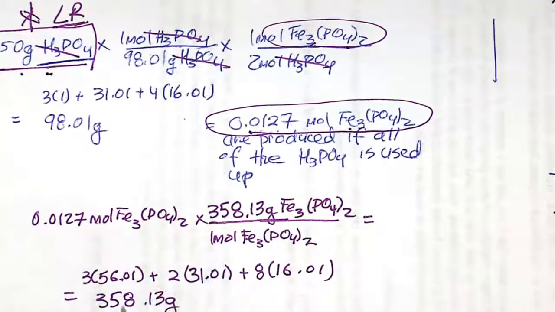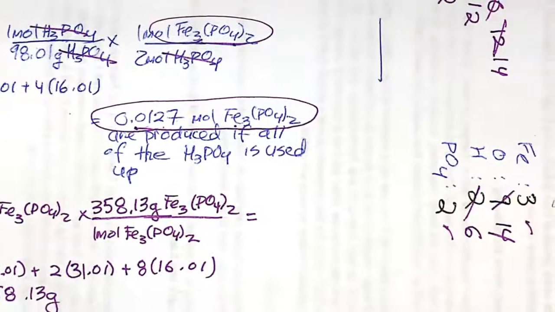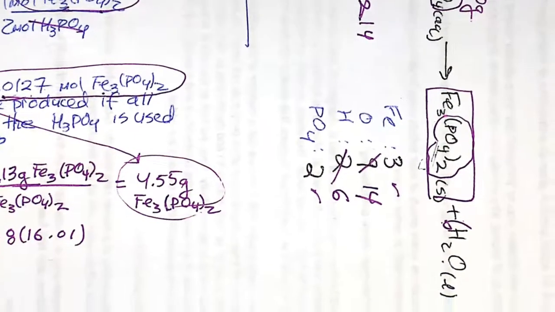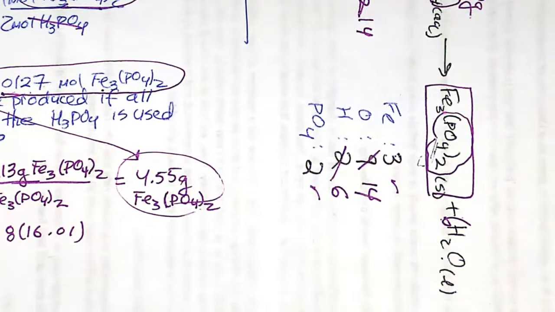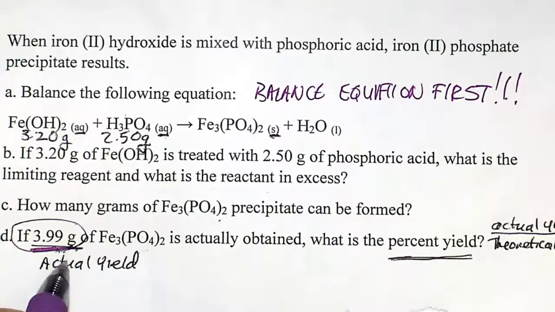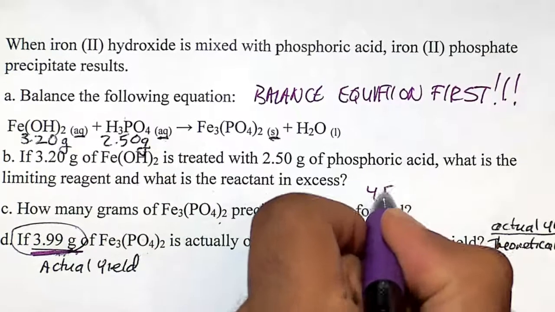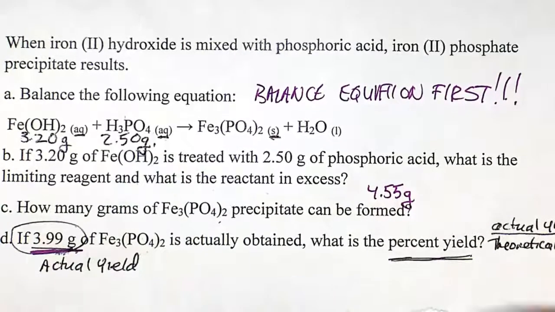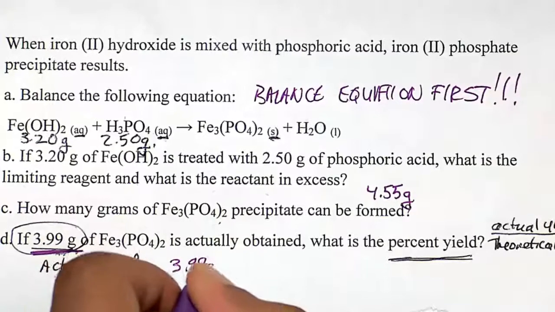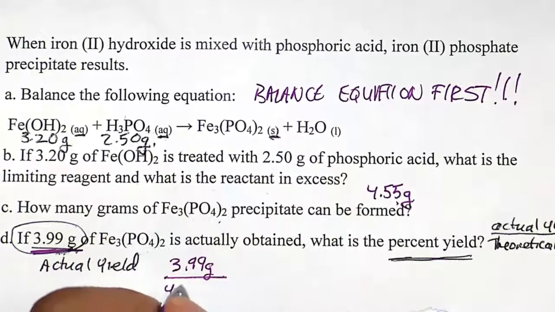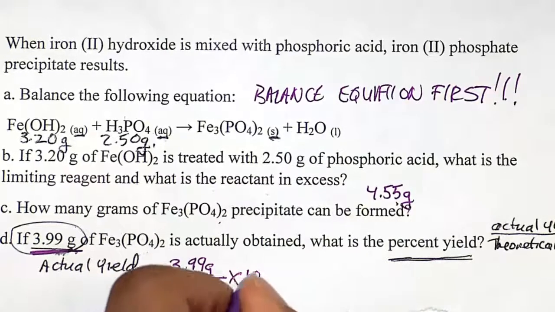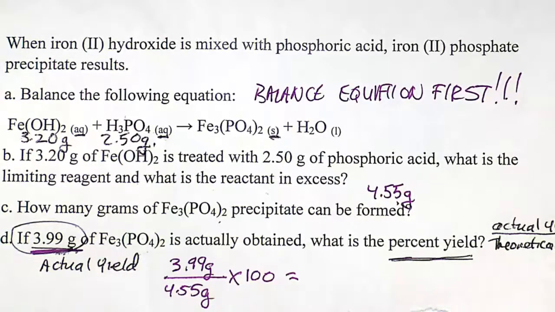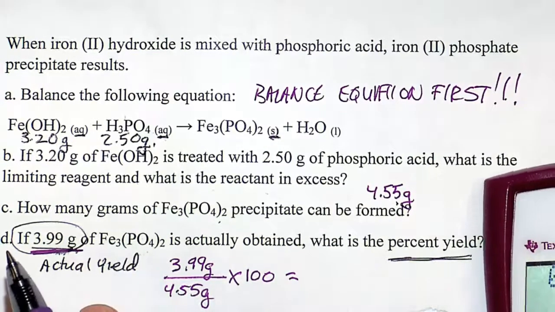And let's figure out our theoretical yield, how much we get. That is how much we can best produce. We actually got 3.99 grams produced. Theoretically, it produces 4.55 grams based on the limiting reagent of phosphoric acid. So our actual yield is 3.99 grams. Our theoretical yield based on stoichiometry is 4.55 grams. We'll divide actual by theoretical. Let's determine how well we were able to capture this iron 2 phosphate precipitate.